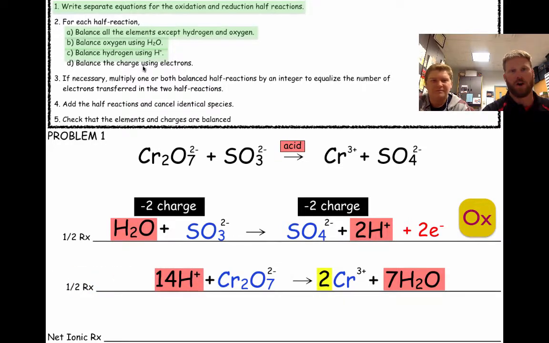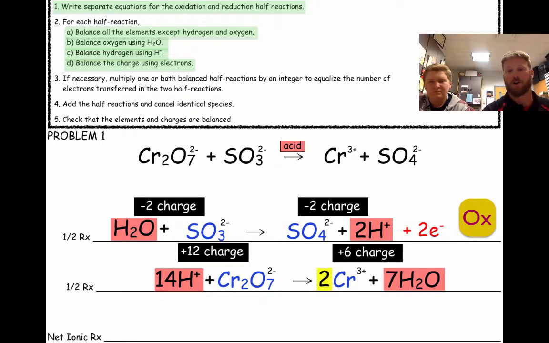Now I got to balance the charge. So I have 14 positives and 2 negatives. So on the reactant side, I have a positive 12. And on the product side, I have 2 times 3 positive. I have positive 6 charge on that side. So I have to add electrons to get the charge equal. Well, what side am I going to add to? Gonna have to add to the reactants to make this less, get it down to 6. So I'm going to add 6 electrons to the reactant side. So I can see electrons are being gained. Gaining electrons is? Reduction. Reduction.